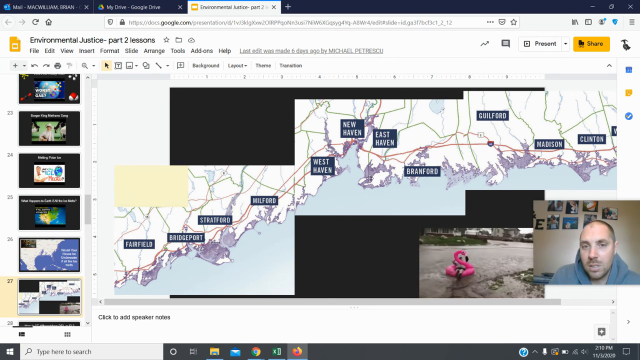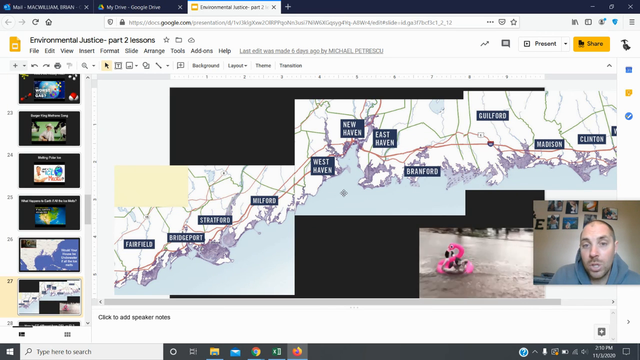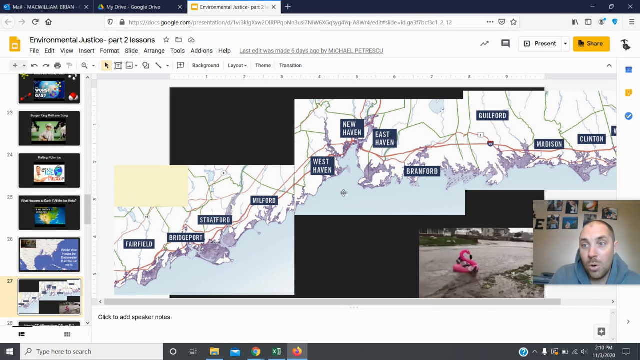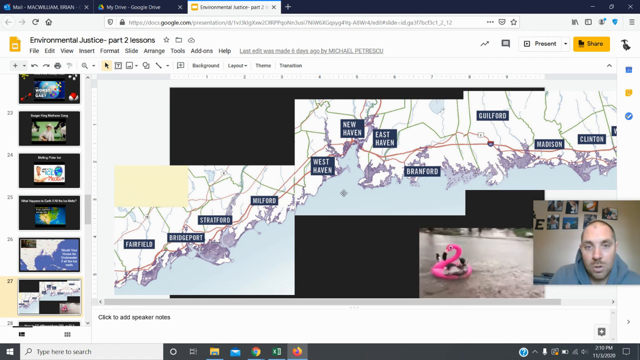So the question is this: kids, can you find yourself on a map? Where do you live, and does your home still exist? So maybe if you live here in West Haven or parts of New Haven, is your home underwater? If all the ice melts, will you be floating away?